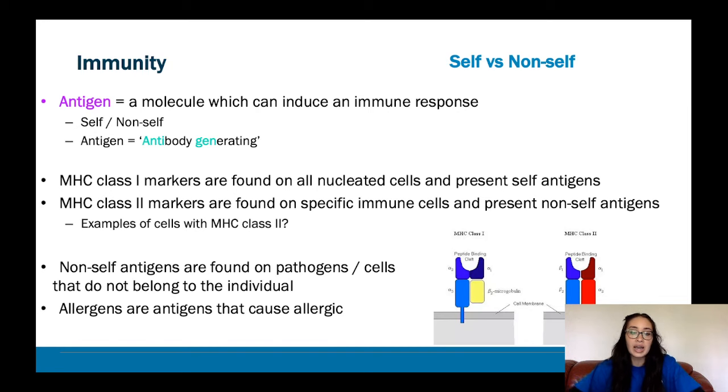Whereas MHC class 2 is found on specific immune cells only, so on our dendritic cells or phagocytes, some phagocytes, just macrophages. MHC class 2 are presenting non-self antigens. So a phagocyte, such as a macrophage, will go and engulf the pathogen, digest it, keep its peptide, and present it on its MHC class 2 marker and say, look, foreign peptide, I have seen this pathogen get into our body. Find this pathogen and go and kill it. So it's kind of like a warning to let everyone else know.